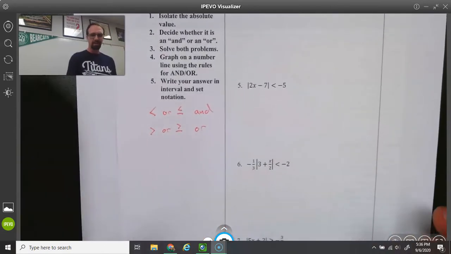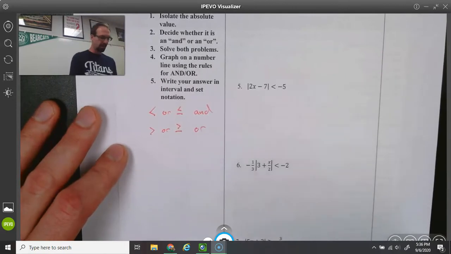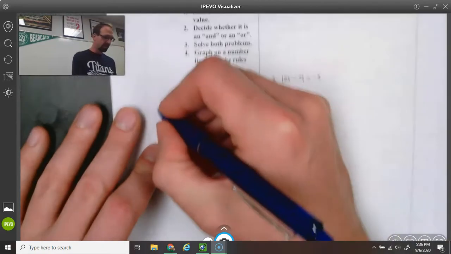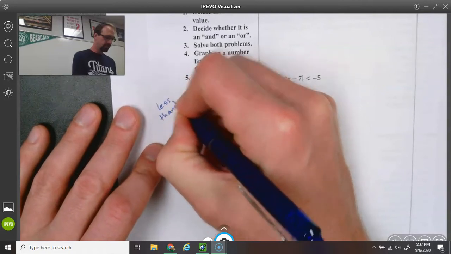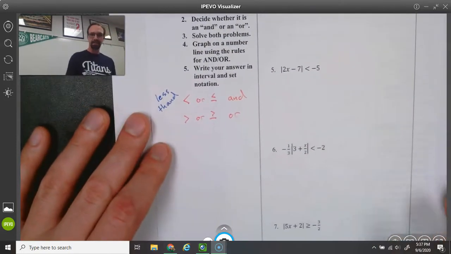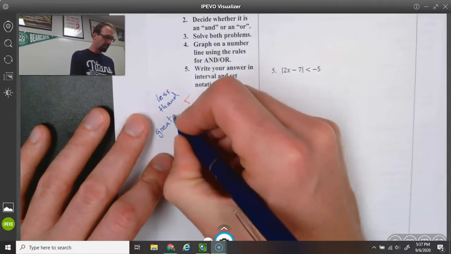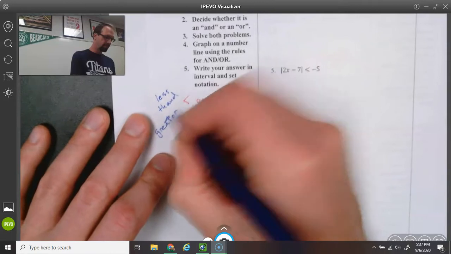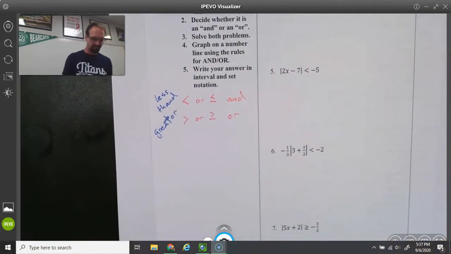And one of the ways that you can use to remember that, a mnemonic I learned from Miss Thompson actually, is that she calls it the less than and the great or. So, pardon my spelling, that's to help you remember.